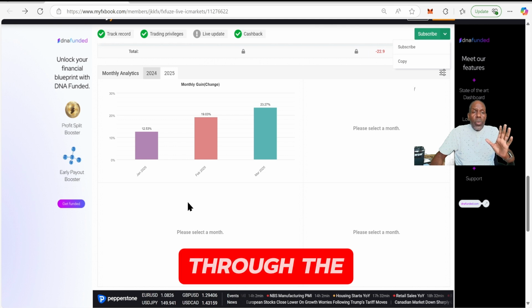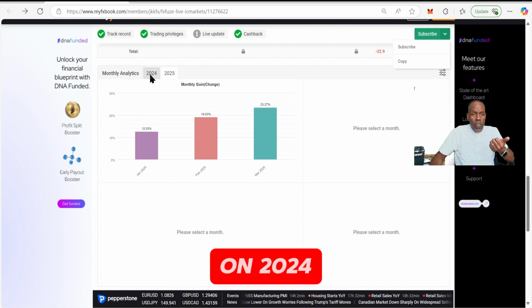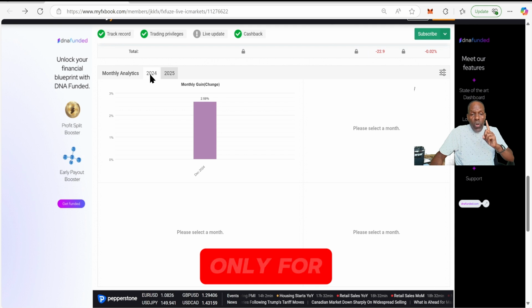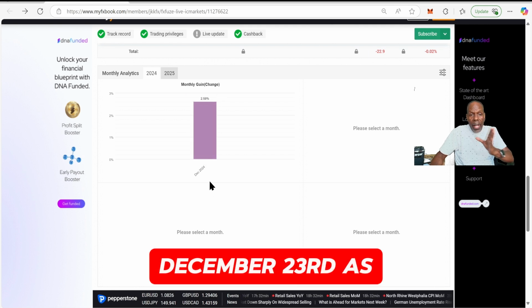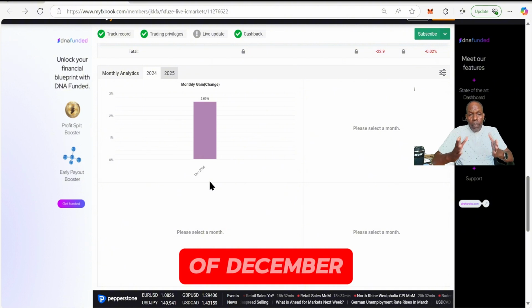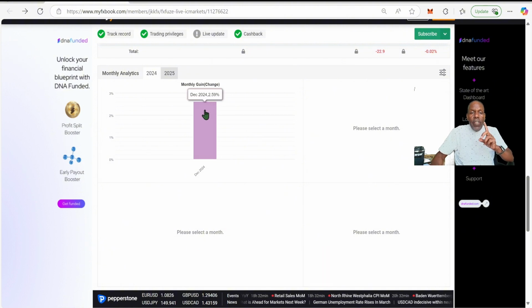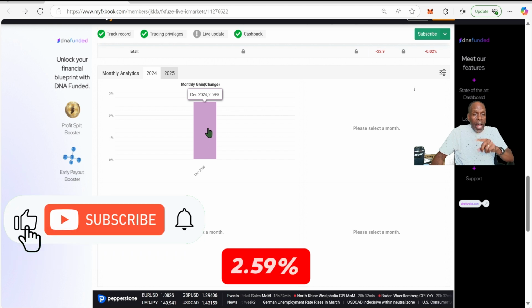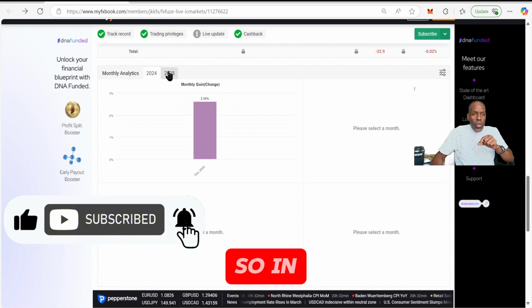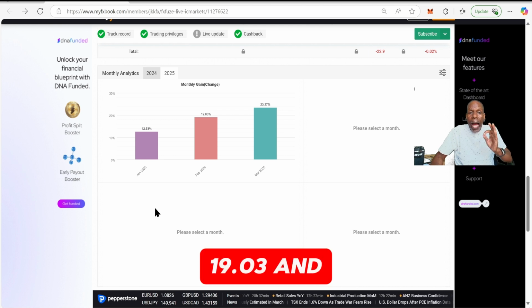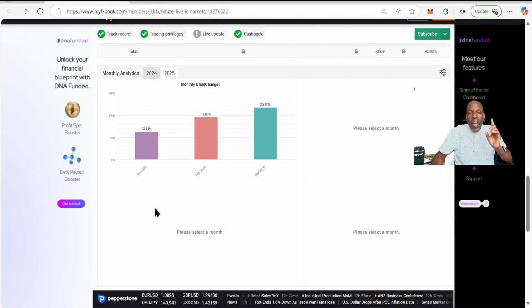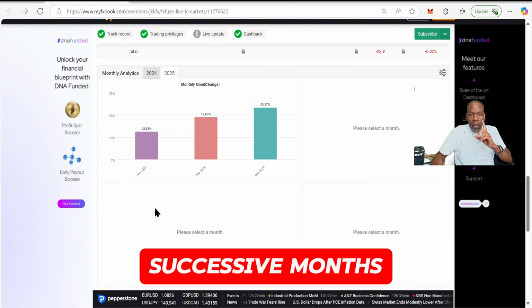So just to run through the numbers, maybe I can begin with 2024, because in 2024 we traded for only 1 week, and that is the December 23rd. As I mentioned, the last week of December we traded for only 1 week, and we achieved 2.59%. Yeah, so in the year 2025, we have achieved 12.53, 19.03, and 23.27 in each one of the successive months respectively.